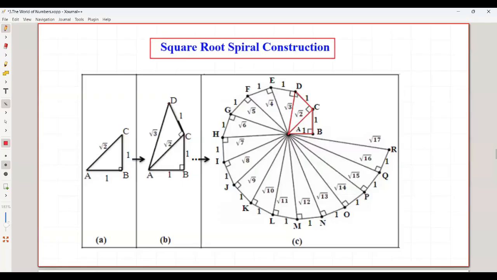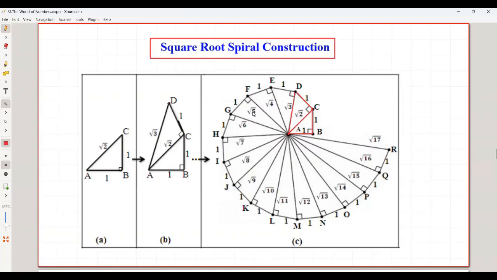For getting root 4, again take a 90° line. Take 1 unit and join O and E, root 4. Next, the same 1 unit, 90° line. So join O and F, root 5, root 6, root 7, root 8. Until you get up to root 17. So this is like a square root spiral construction. In case they are asking the question from an exam point of view, construct root 2, we will do it. Root 3, root 5. This is one of the methods to construct irrational numbers on the number line.